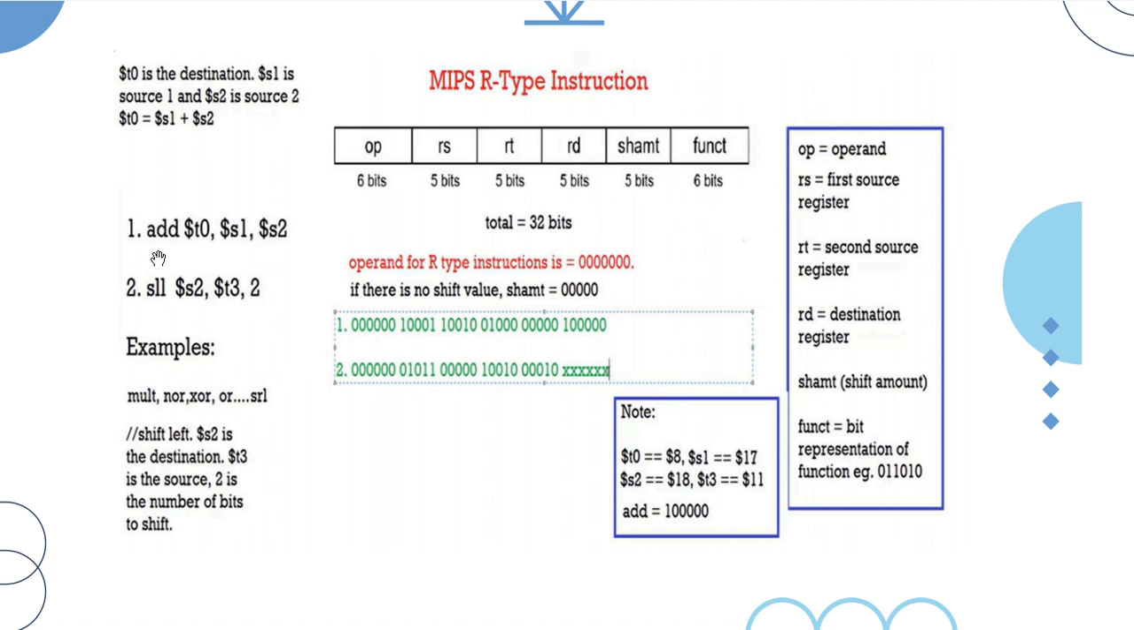For example, in an instruction like add $t0, $s1, $s2, $s1 and $s2 are added together and the result of that operation is stored in $t0. In the shift left command, the value of $t3, which is left shifted by 2 places, the number of bits shifted, is stored in $s2.